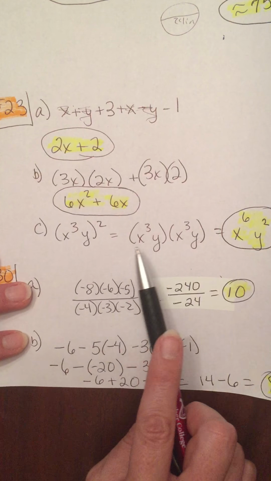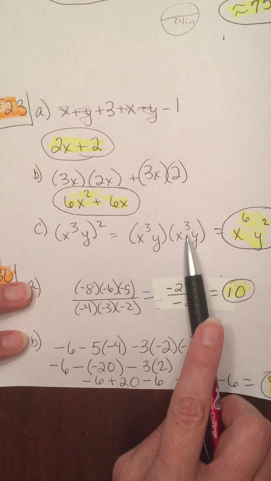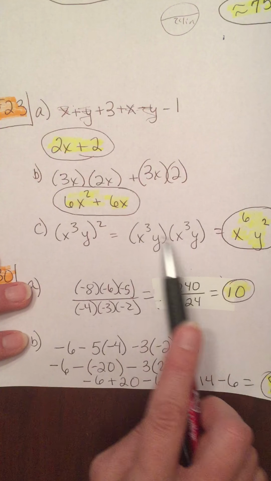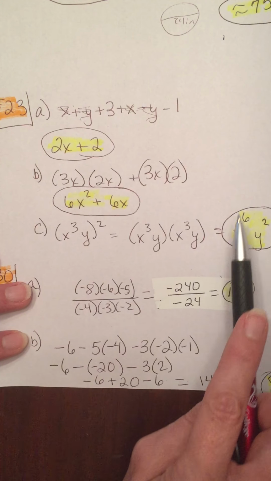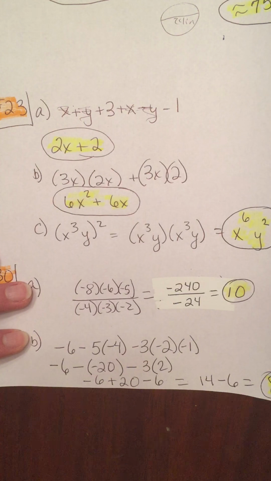That means times itself. X cubed y times x cubed y. X cubed times x cubed. If I'm multiplying and I have the same base, I add my exponents. Gives me x to the 6th. Y times y, y squared. X to the 6th, y squared.